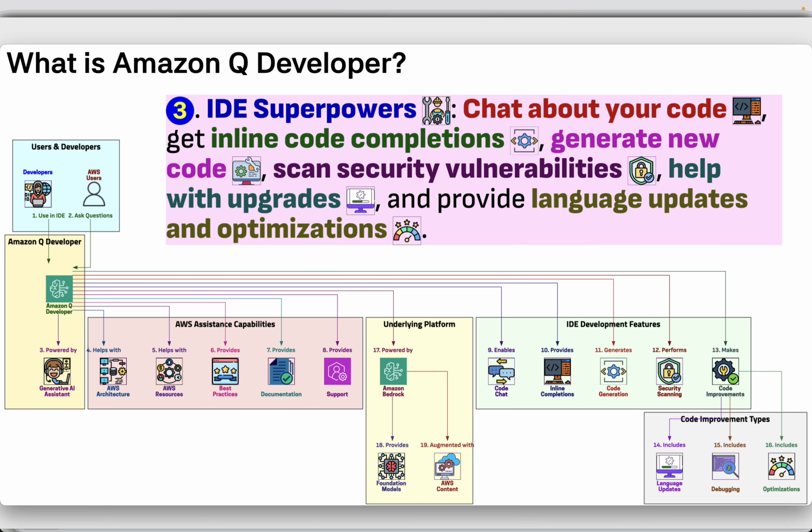When you use it inside your code editor, that is IDE, Amazon Q can chat with you about your code, provide inline code completions, generate brand new code, scan for security vulnerabilities, and even help with upgrades like language updates and optimizations.